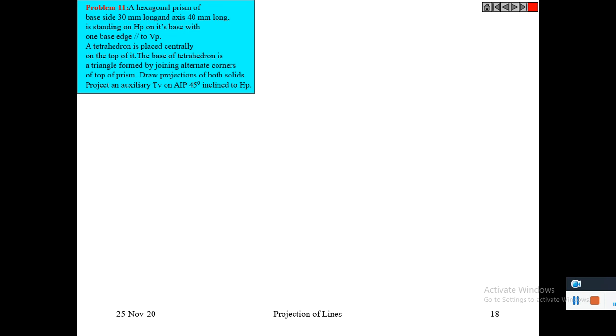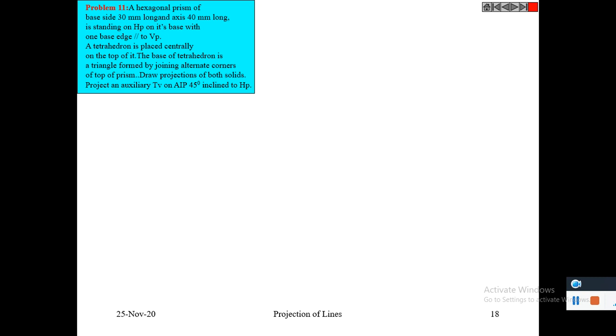A hexagonal prism of base side 30 millimeter long and axis 40 millimeter long is standing on HP on its base with one base edge parallel to VP. A tetrahedron is placed centrally on the top of it. The base of tetrahedron is a triangle formed by joining alternate corners of top of prism. Draw projections of both solids.